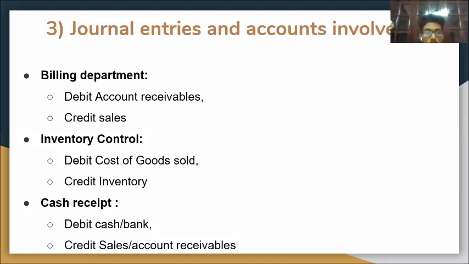For the billing department, debit accounts receivable, credit sales. For inventory control, debit cost of goods sold, credit inventory. For the cash receipt, debit cash or bank, credit sales or accounts receivable.